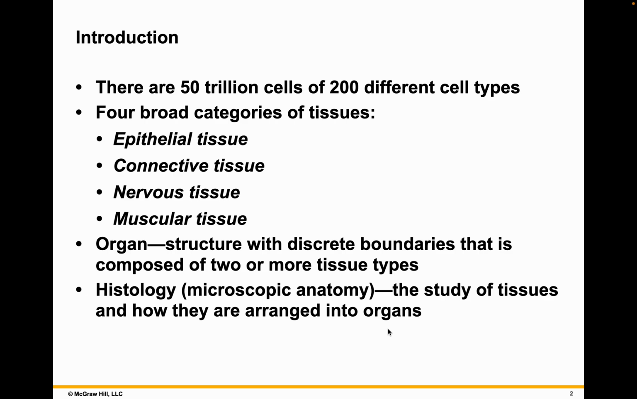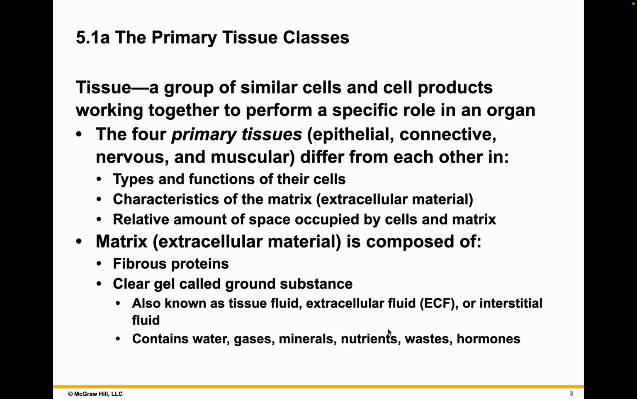When you look at tissues under the microscope, we call that histology, and how they are arranged into organs. And we've already seen some tissues in some of the lab work that we've done. So a tissue is a group of similar cells and cell products. They work together to perform a specific role in an organ. Again, there are four primary tissues: epithelial, connective, nervous, and muscular.